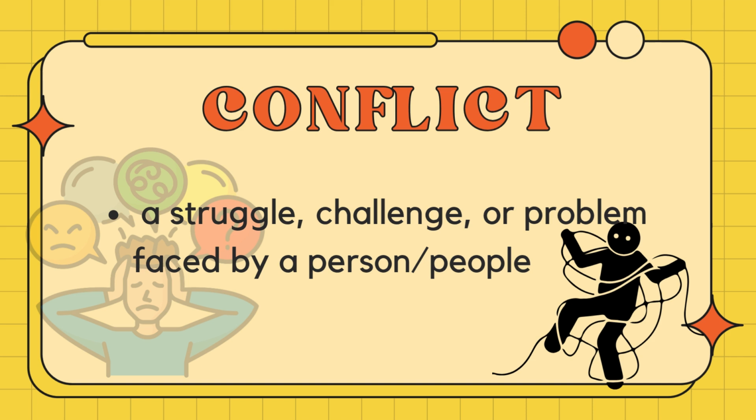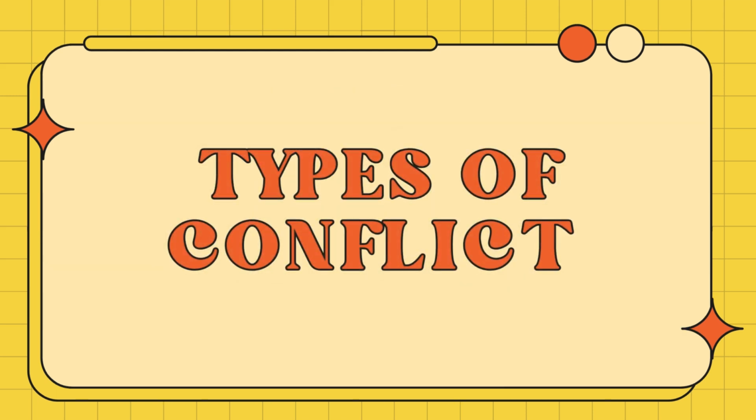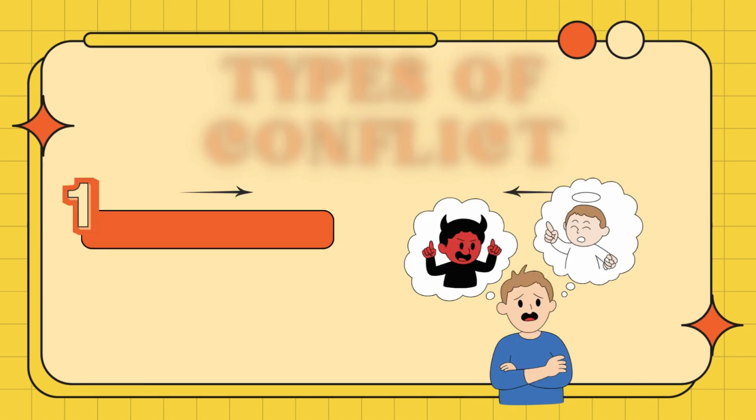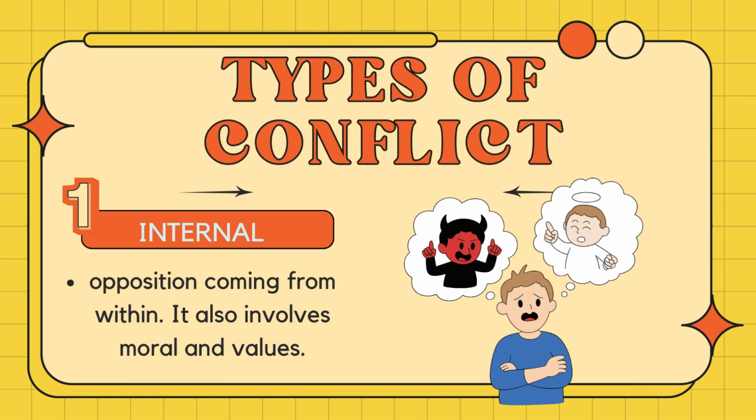Okay? Now, we have 2 main types of conflict. Say it with me, internal and external. For internal conflict, it happens inside the person. It is the opposition coming from within. It also involves morals and values. It is like when your heart and your mind disagree. Should I do the right thing or what's easy?